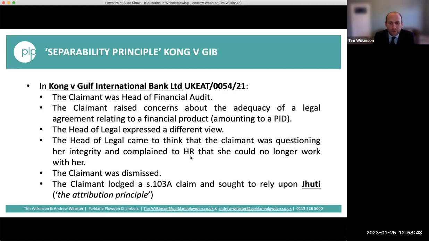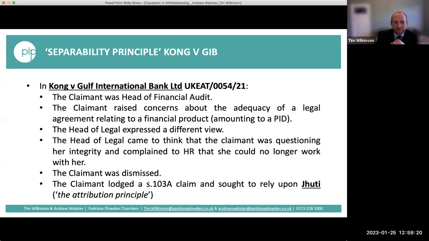So that takes me on to Kong and the separability principle in relation to Kong. Now Kong deals with two issues: separability, which I'm going to touch on, and the attribution principle, which Andrew is going to come back to in due course. Now this case went to the Court of Appeal, judgment at the end of last year, and many of you again may have seen the name if not read the case yourselves.